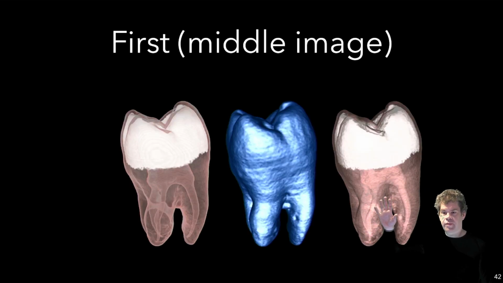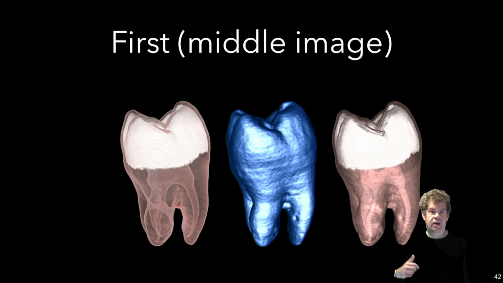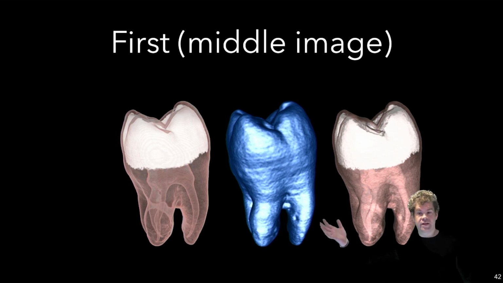So here's another example. That's a CT scan of a tooth. On the left and on the right, you see different accumulate versions with different transfer functions. And in the center, you again see a first visualization. So I've chosen a relatively low value here. So first terminates fairly early. And I can't look inside, but I can at least see the surface of the tooth.